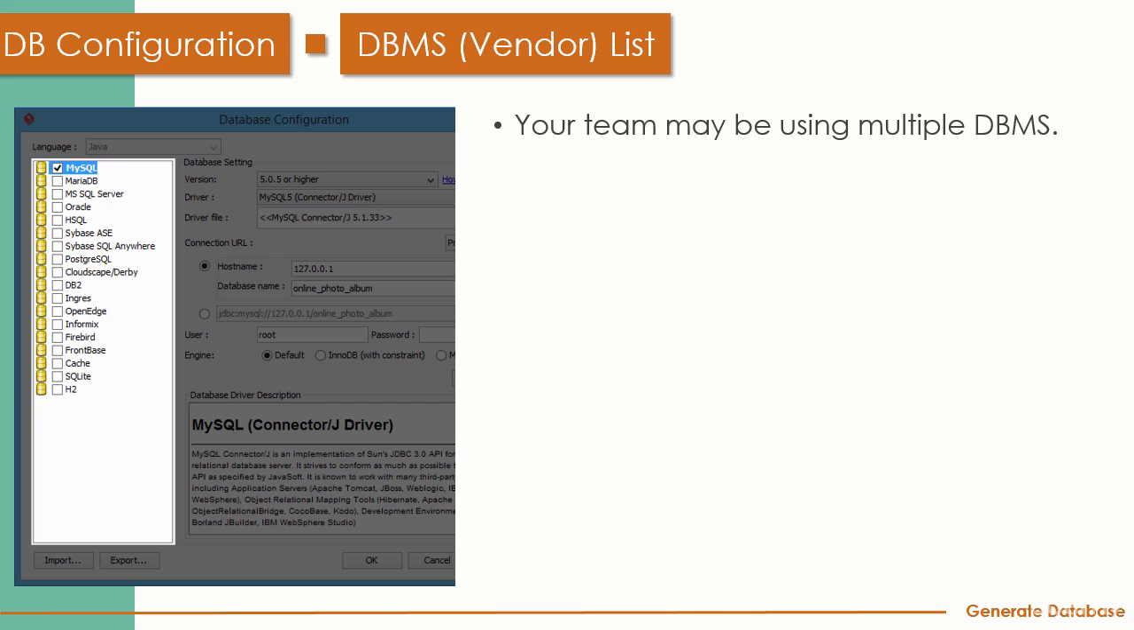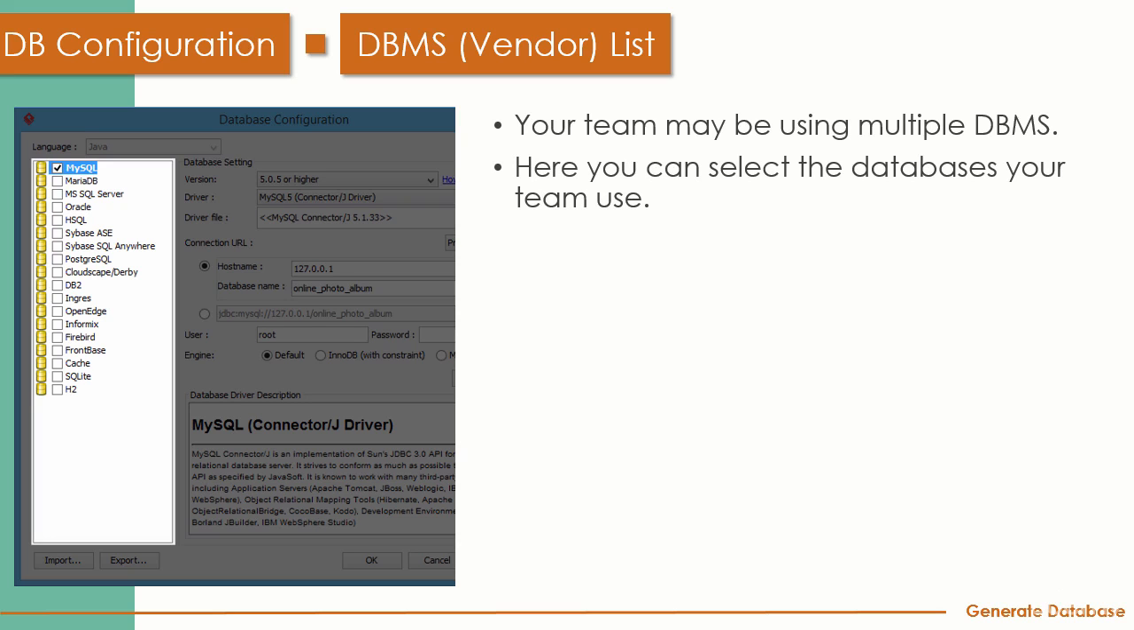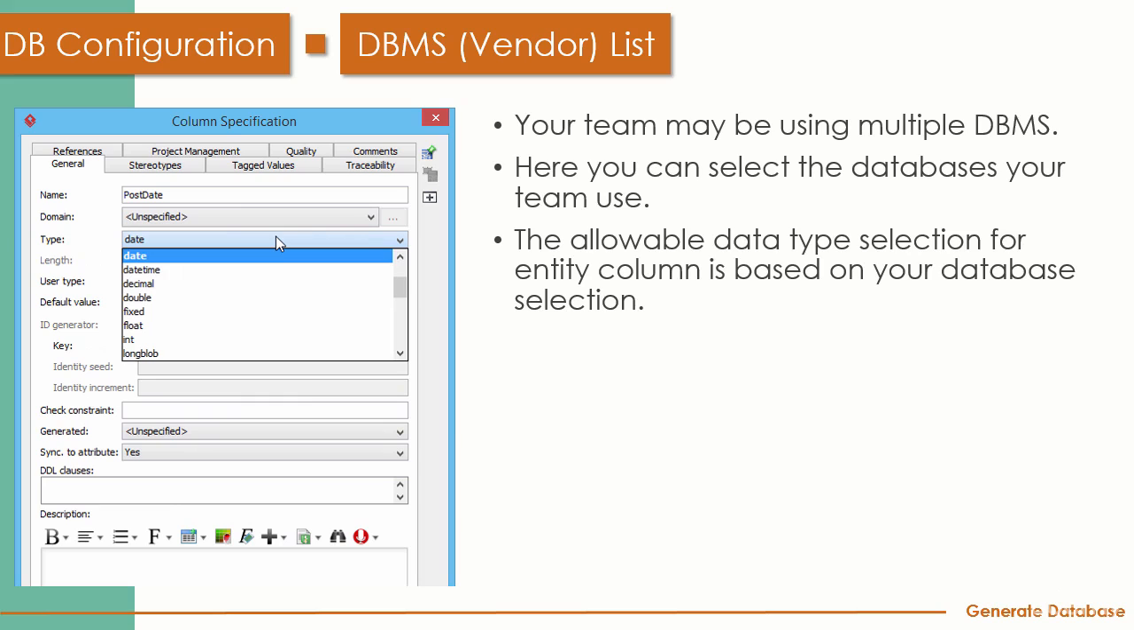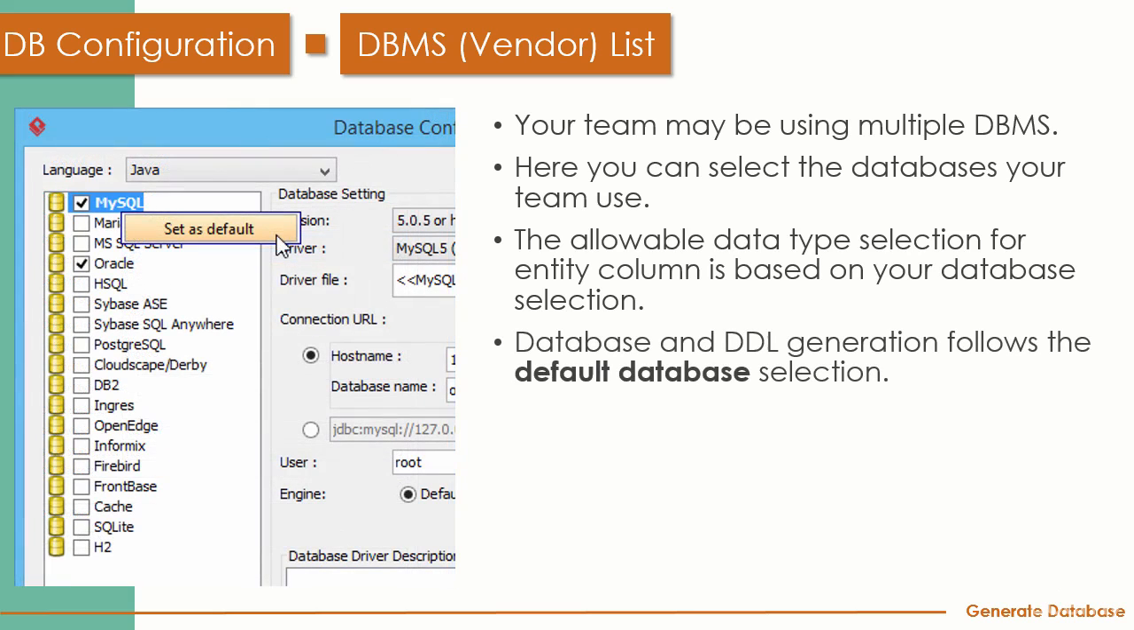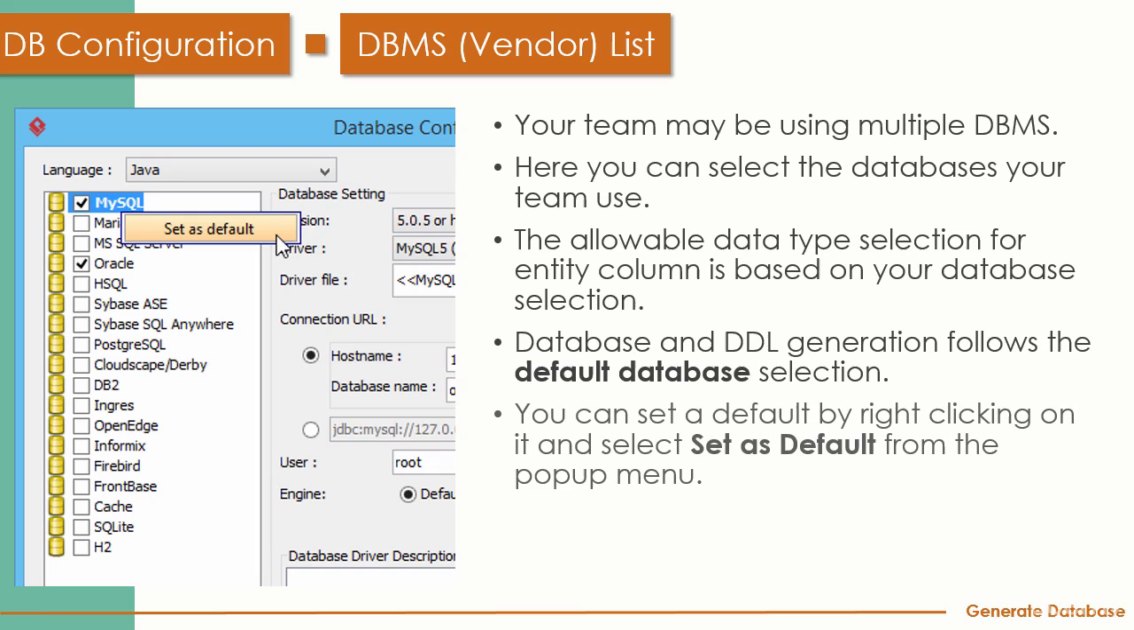You see it is a checkbox rather than an option. That means you can select more than one database if you want. The allowable data types when you're doing the modeling follow the database you select. Like if you pick Oracle as the default database, then we will show numeric rather than integer. If you pick MySQL, we will show int, things like that. The database DDL generated syntax is based on the default database option.